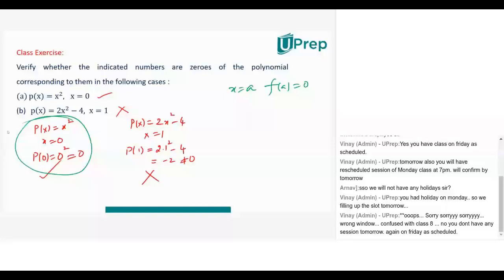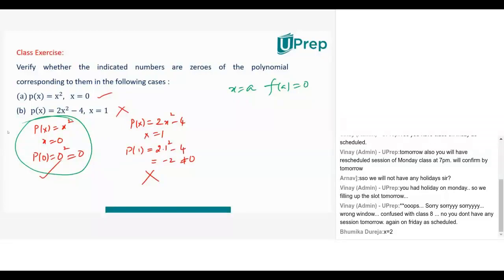For 2x square minus 4 or x square? Bhumika says x equal to 2. Bhumika, x equal to 2 will not give you 0. Check it. 2 times 2 square minus 4 will give you 8 minus 4. That's 4. It will not be 0.